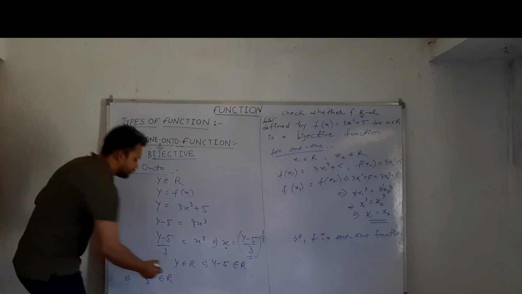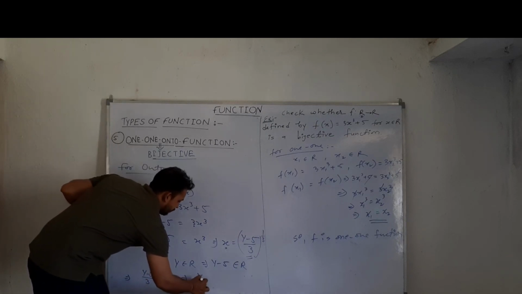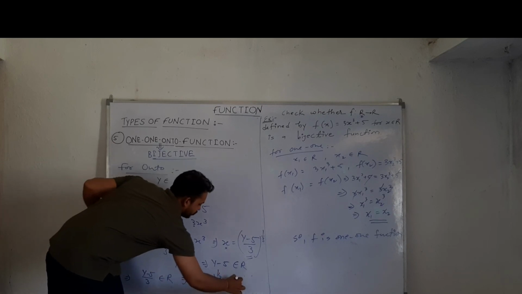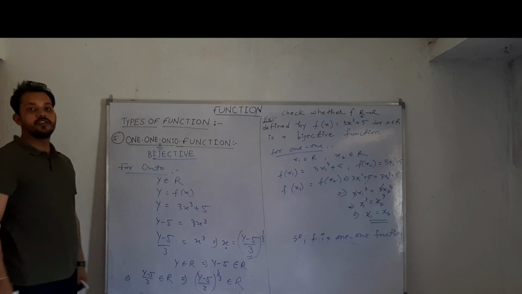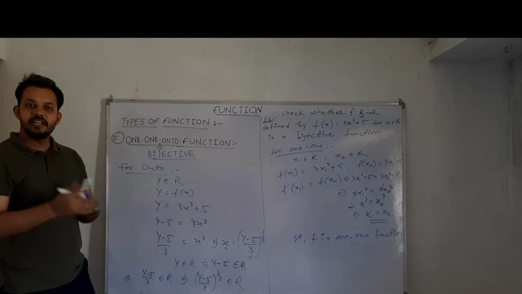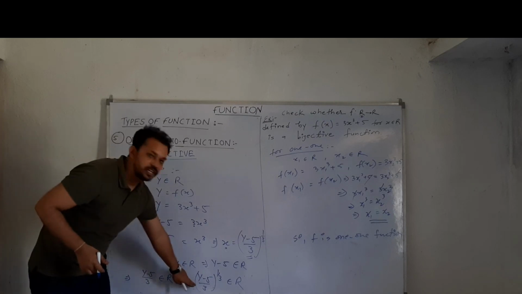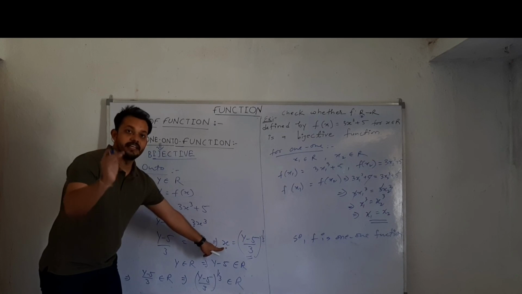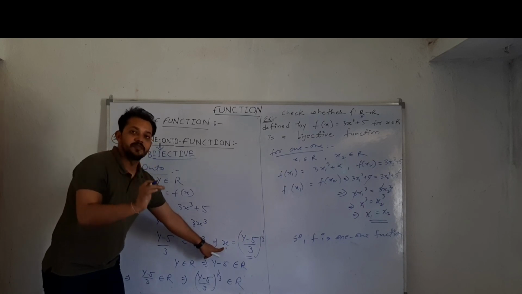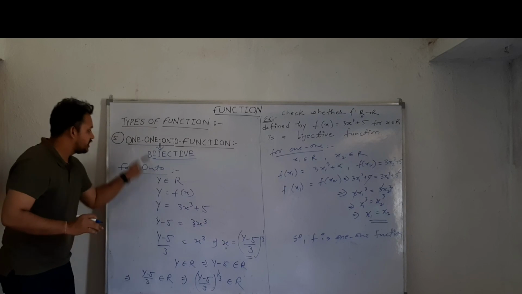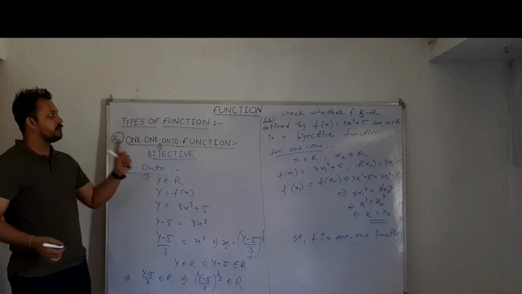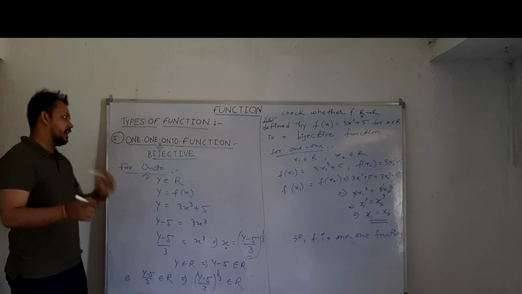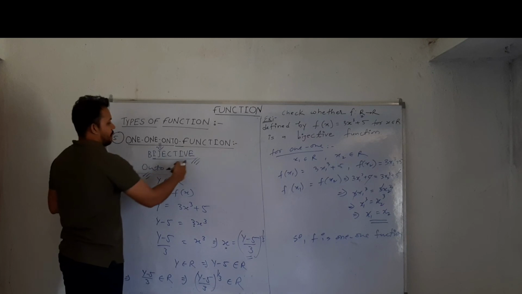If this is a real number, then (y minus 5 divided by 3) whole to the power 1 by 3 is also a real number. Cube root of a real number is also a real number. So we proved this value is a real number. For every value of y, x is defined. There is some x present. That means this function is onto. So here we proved the given function is one-one and onto. They are both one-one and onto. Hence we can say that the given function is a bijective function.